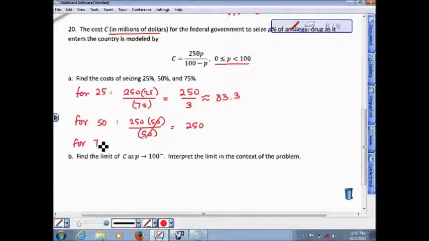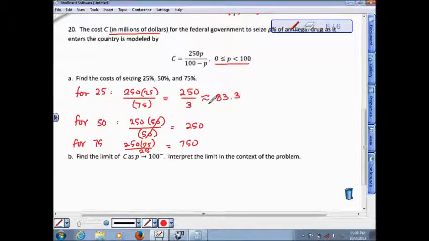If they increase again, that's going to be 250 times 75 all over 100 minus 75, which is 25. 75 over 25 is 3. 250 times 3 is $750 million. So once they go much more than this, 80%, 90%, 91%, 92%, these costs are going to increase similar to an exponential increase. As their efforts are reaching 100% of this illegal drug to be seized, what's the value of this side going to eventually start to reach?